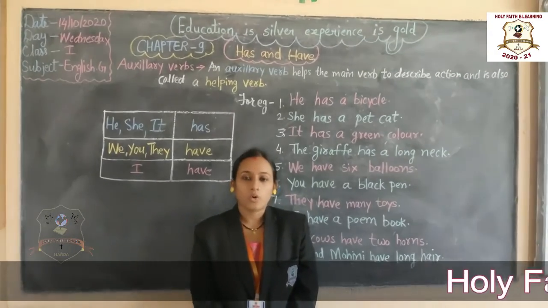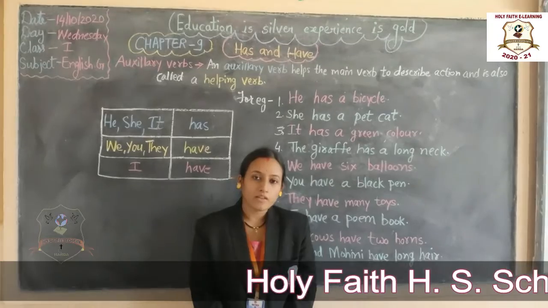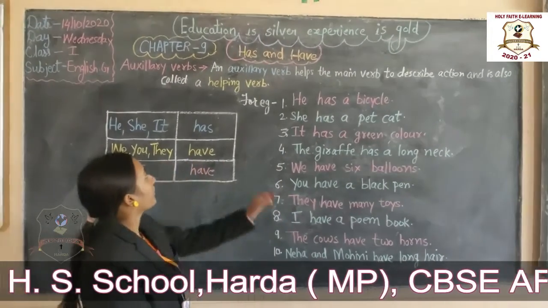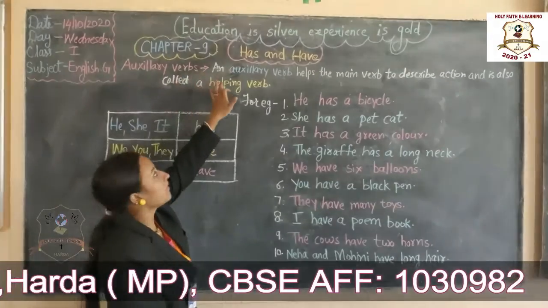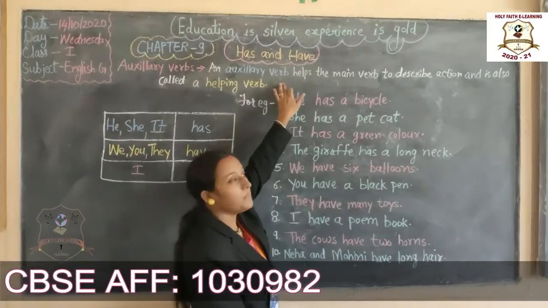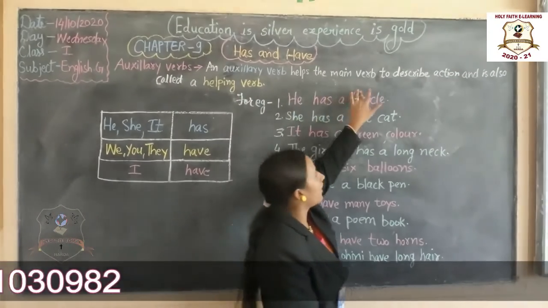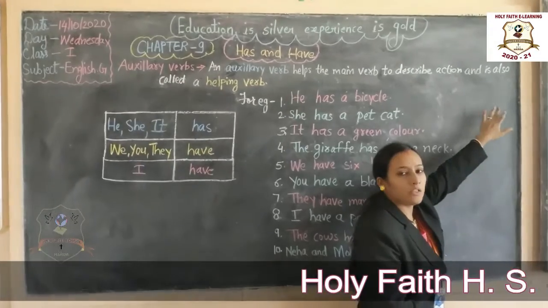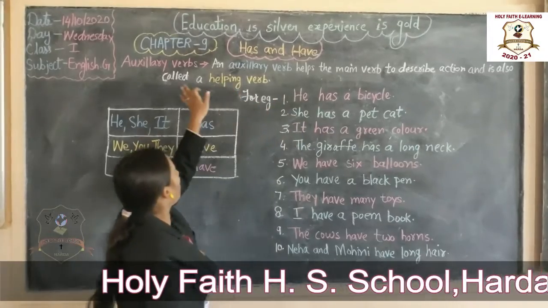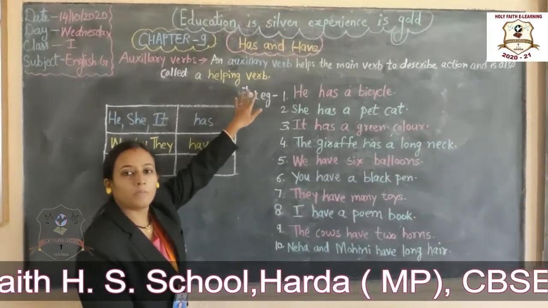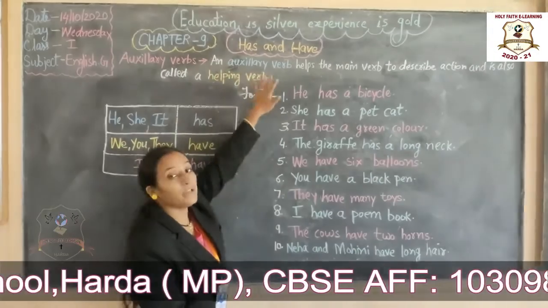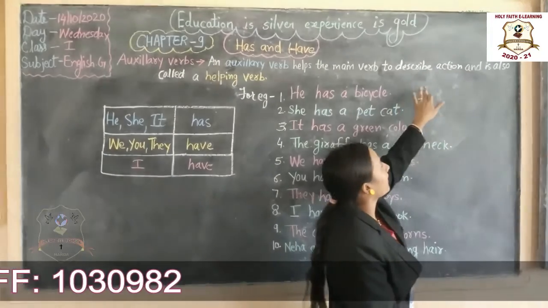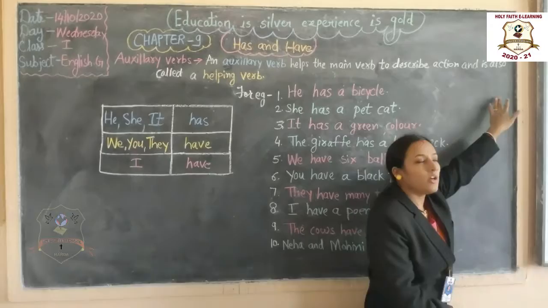What are auxiliary verbs? Today again we will revise here. An auxiliary verb has the main verb to describe action and is also called the helping verb. Repeat again. An auxiliary verb has the main verb to describe action and is also called the helping verb.